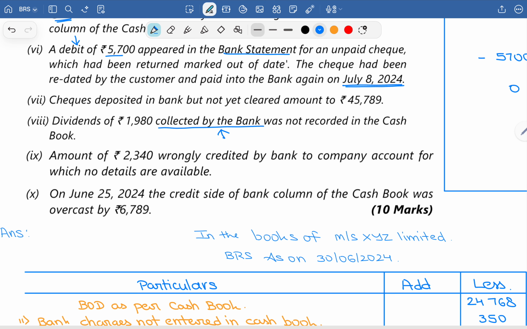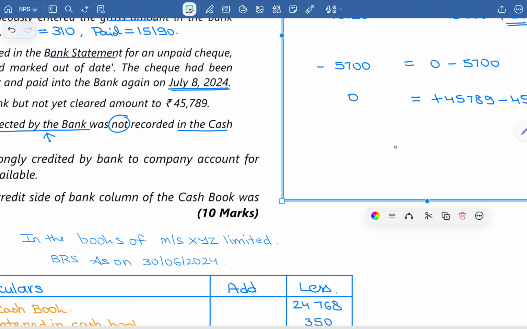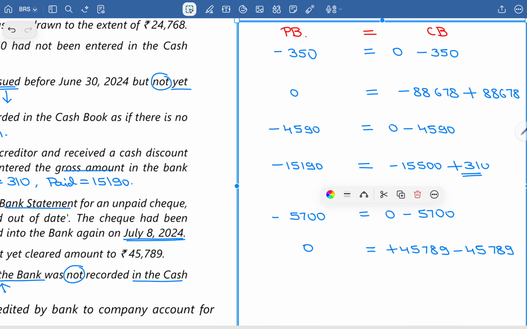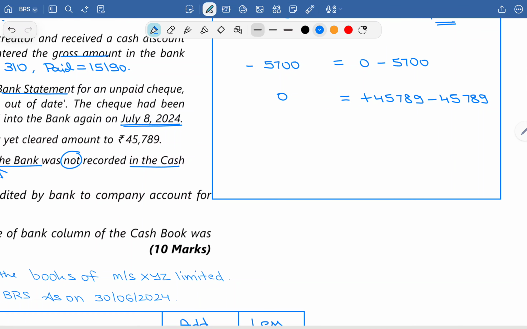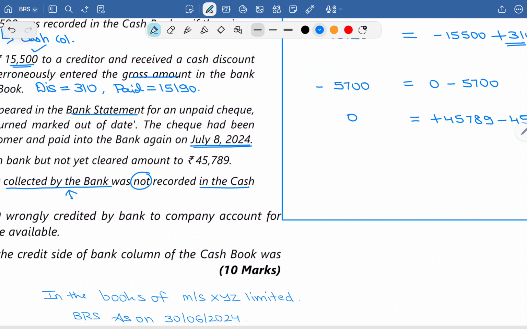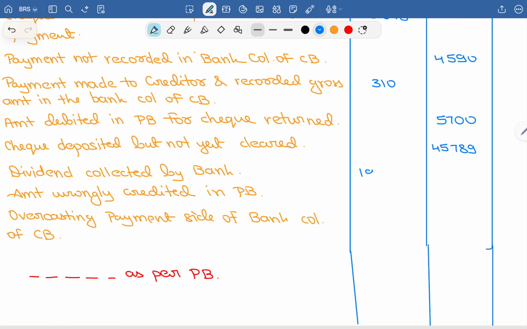Then next adjustment, dividend of rupees 1,980 collected by the bank. So my balance will increase. It was not entered in the cash book. So passbook balance increased by 1980. My passbook has increased by 1980. In the cash book there is no increase. So we will make the entry in the cash book. So plus 1980. So add column 1980. Dividend collected by the bank.